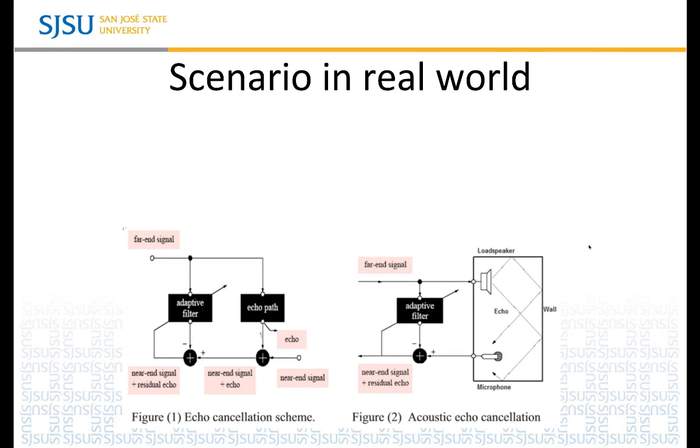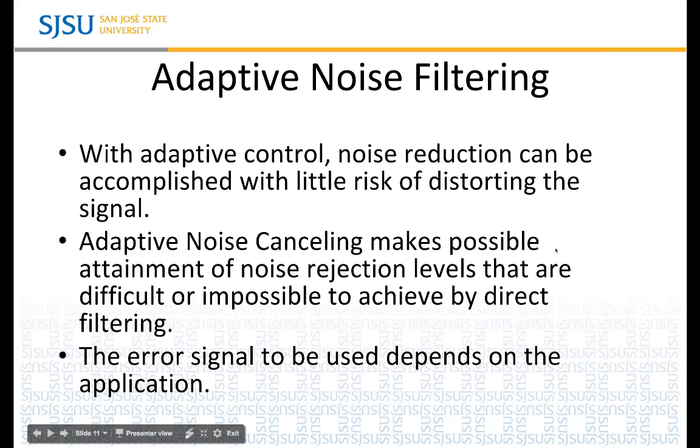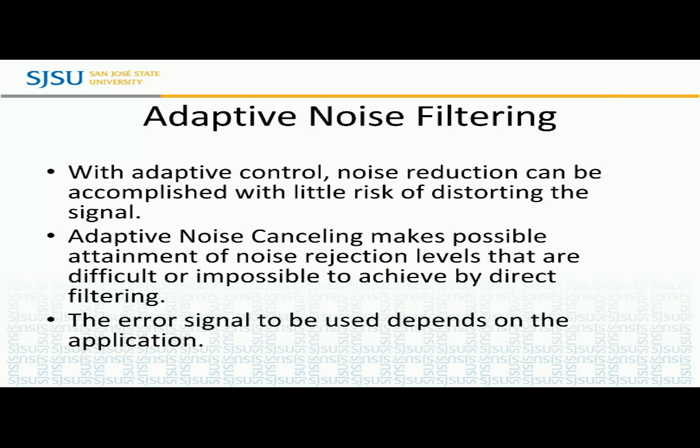So the adaptive filter at a certain point adapts to the errors and converges to the lowest possible value. So the noise takes time to converge, but it converges by using adaptive filters. With this adaptive noise filtering method, there is low risk of distorting the signal. With adaptive control, the noise reduction can be accomplished with little risk of distorting the signal.